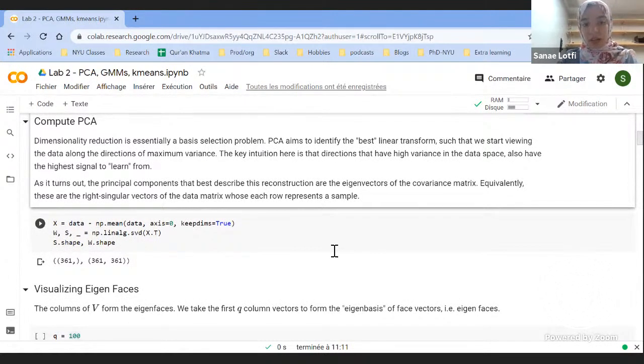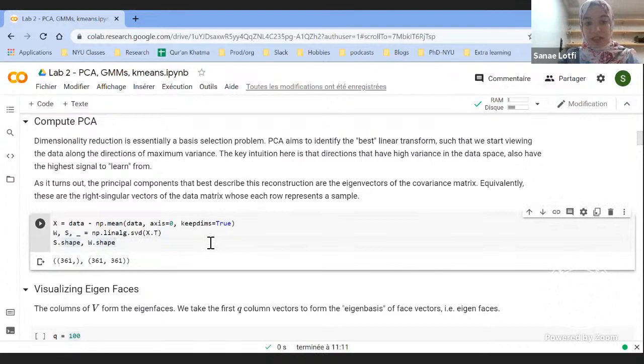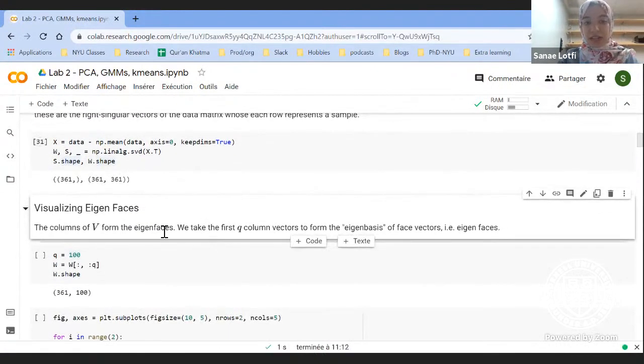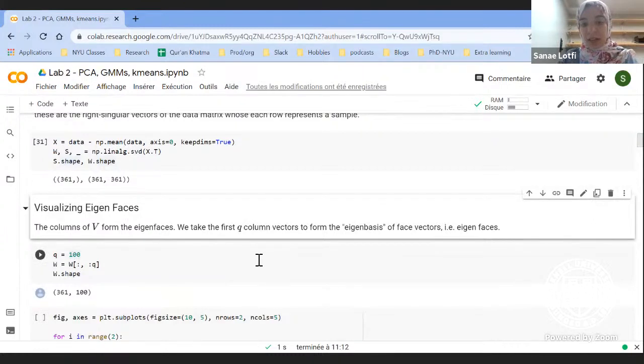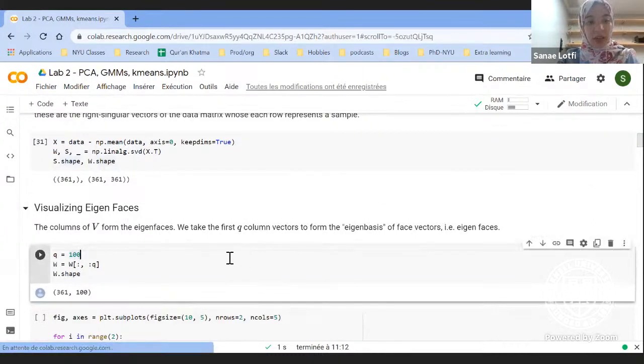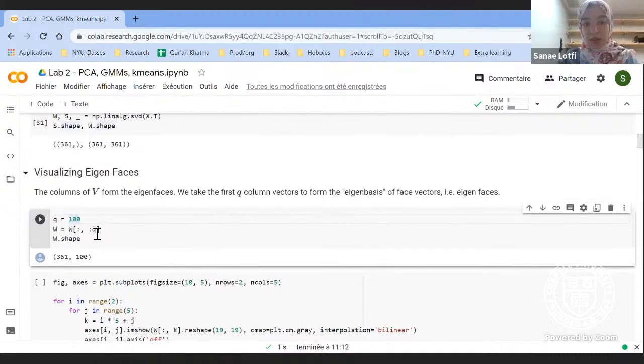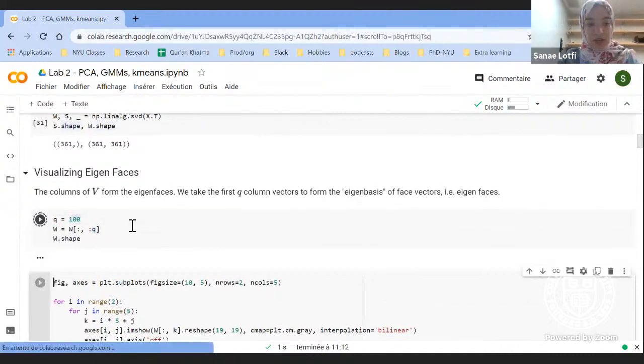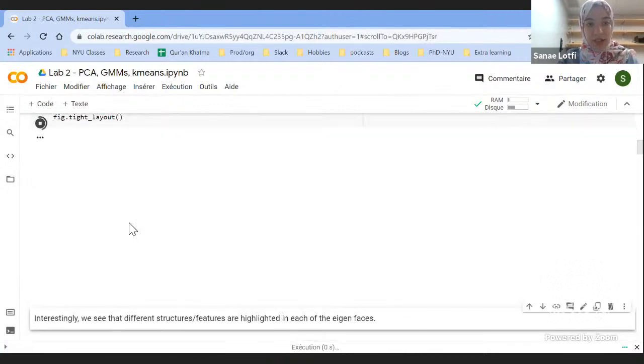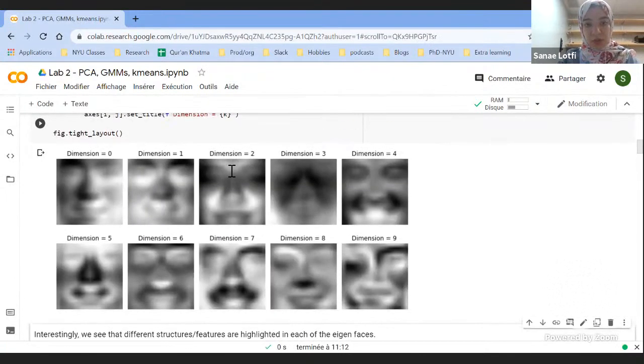And we're going to extract them using this function from NumPy, linalg SVD. So it gives us the SVD decomposition components. And to visualize the eigenfaces, we're just going to retrieve the k first columns, which we also use to form what we call the eigenbasis of the face vectors. Here, as you can see from W, we only retrieve the first 100. And here we're going to see for each dimension what we are retrieving.